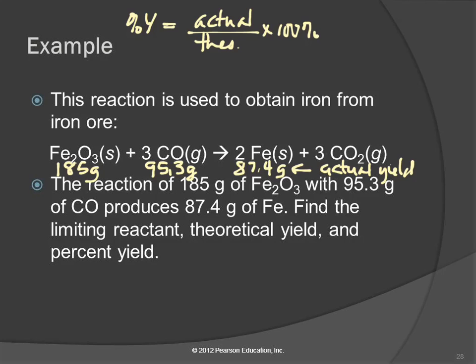So that's a whole big process we just did in the previous example. So we're going to take the 185 grams of iron, Fe2O3, grams to moles to moles to grams. Grams to moles to moles of iron.